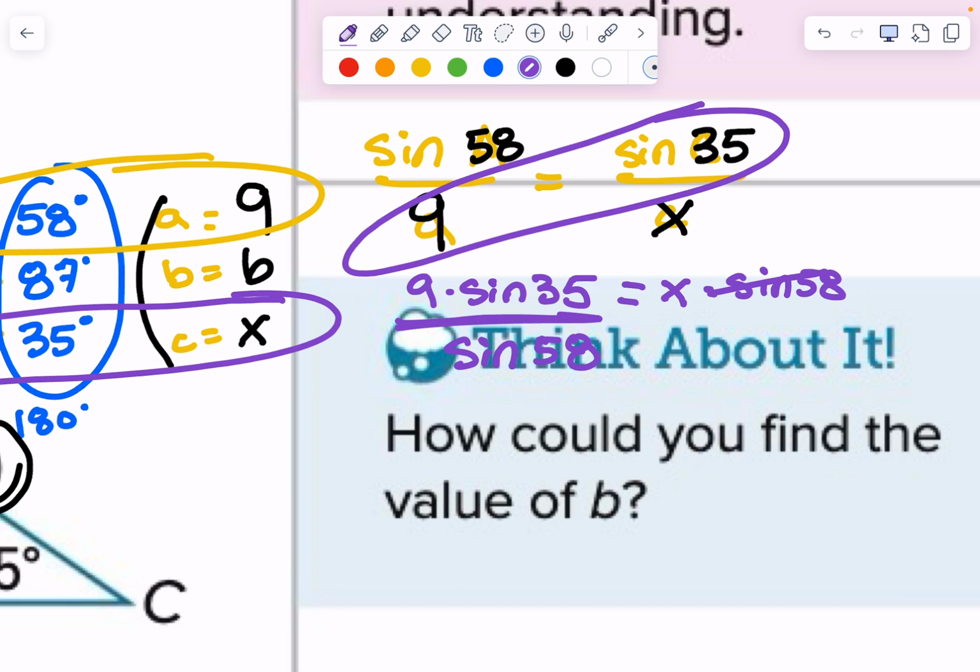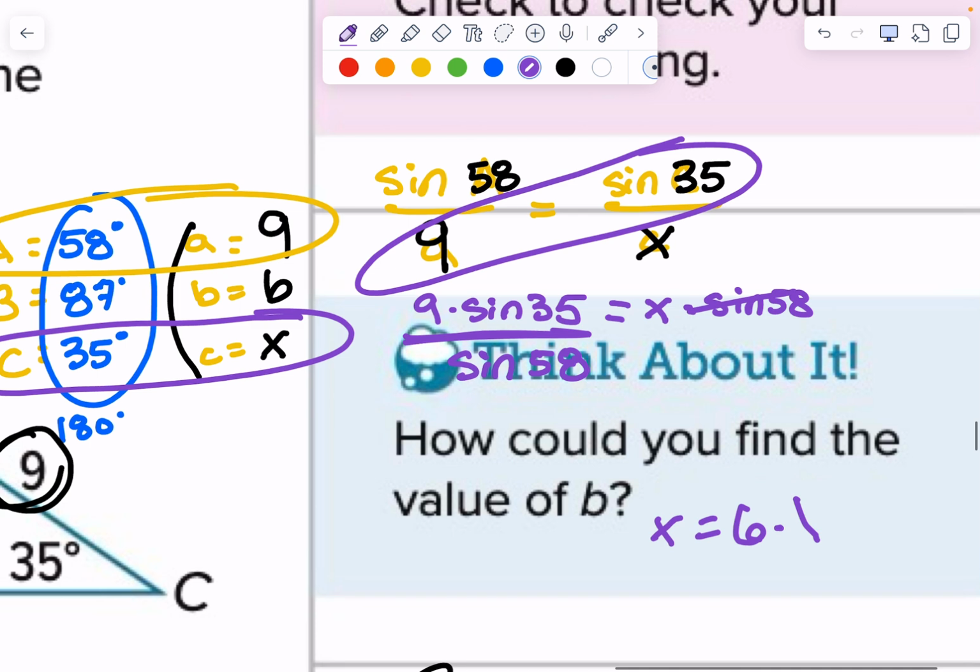Tell me what you get. 6.1. X equals 6.1. Sorry, I didn't do it. See if you get that. 9 sine of 35 divided by sine of 58. Okay? 6.35.